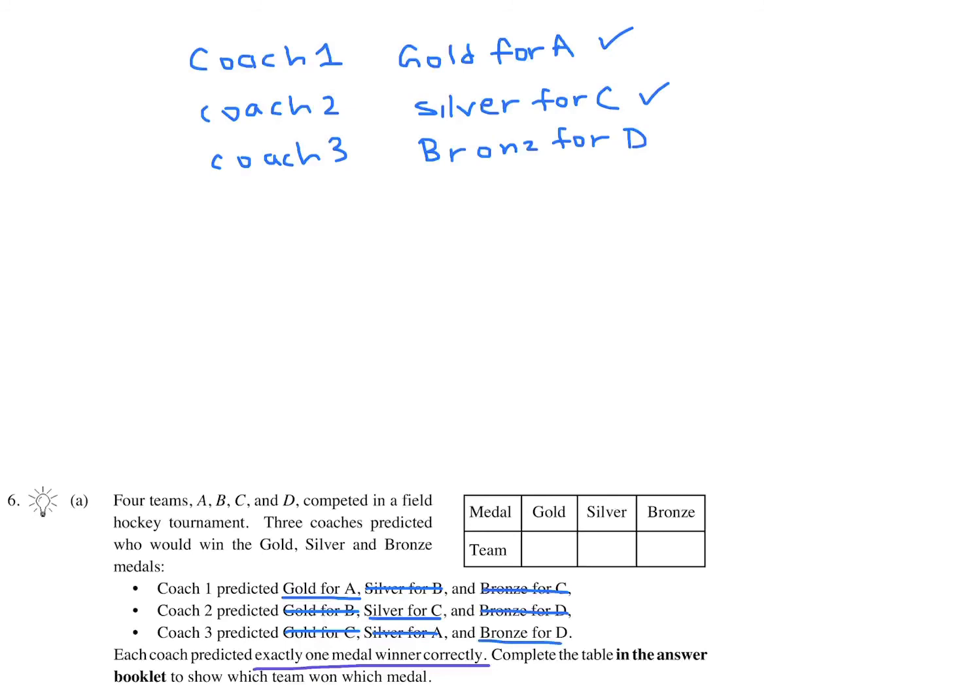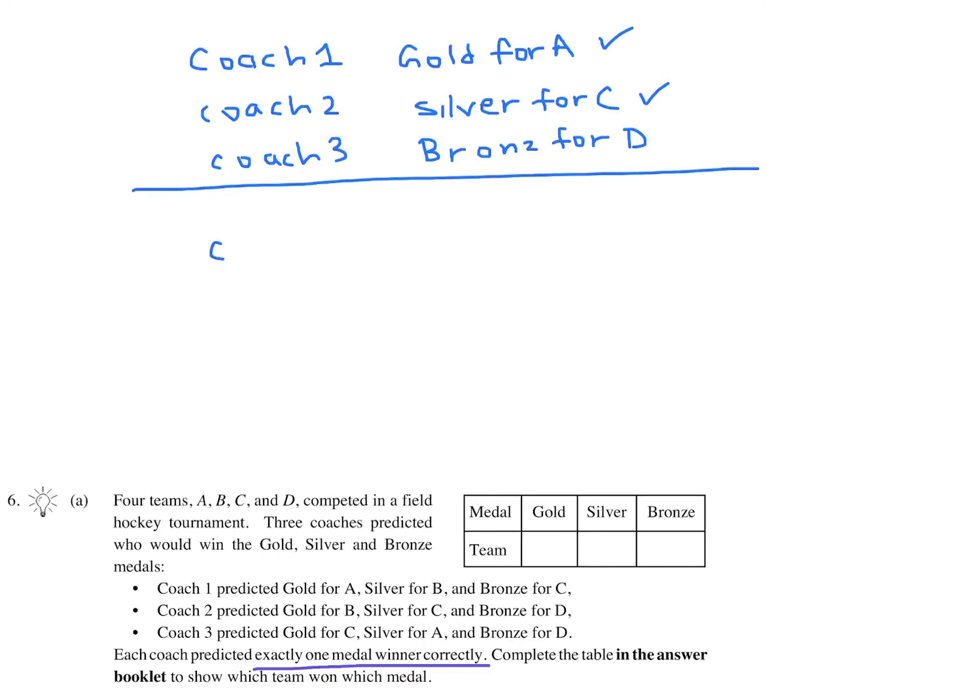Well, it seems like, okay, that's a possibility. But if he was right that bronze is for D, then that means Coach 2 is right also for bronze equals D. See what happened there? And therefore, Coach 2 would be right for 2 predictions, and that goes against the rules of the question. So despite all of our efforts, that scenario doesn't work. That's okay. We just keep trying and see if we can find something that does work.